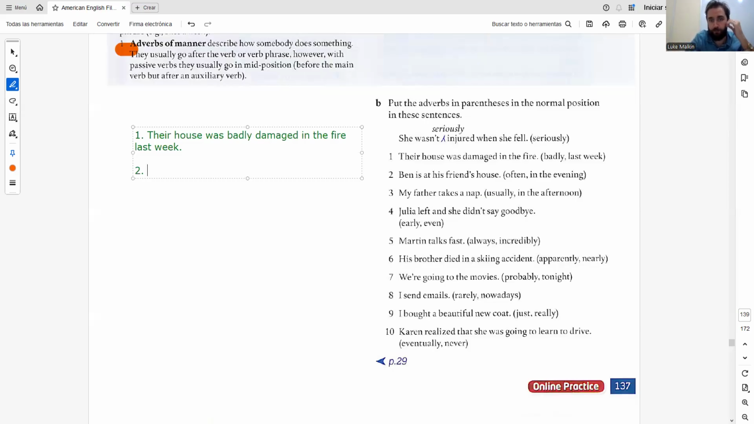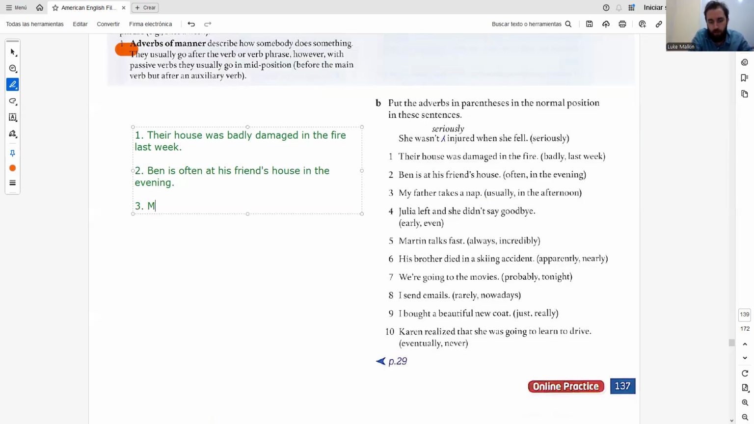Number 2, Ben is often at his friend's house in the evening. Again, the adverbial time phrase, put that at the end. The adverb of frequency, often, put that after the verb to be, then is often, but put it before any other verb. So he often plays with his friend, but he is often at his friend's house.